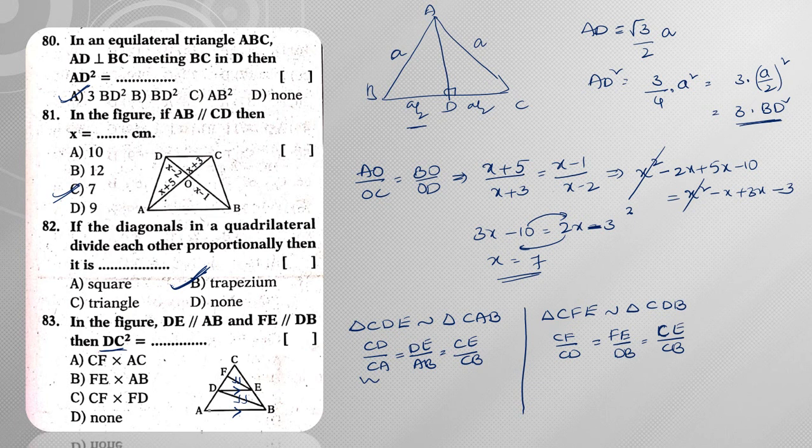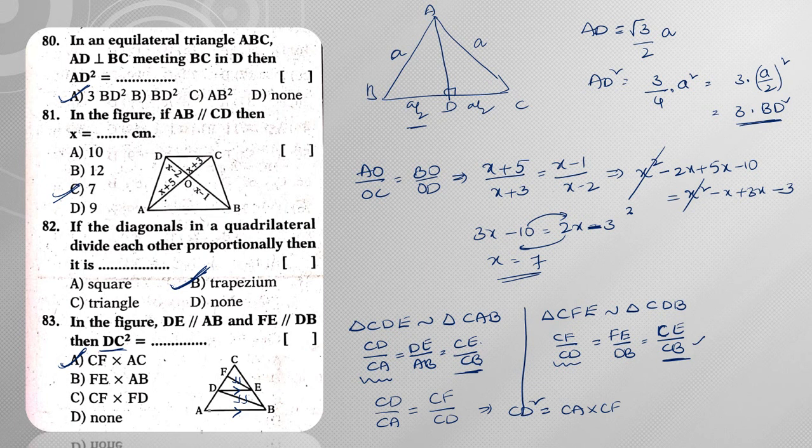Now if I want CD square, I can compare these two, because in both situations CE by CB is there. So since CE by CB is equal to this CE by CB, that means these two are equal, right? So these ratios are equal. Then CD by CA will be equal to CF by CD. So when I do cross multiplication, I can write CD square is equal to CA into CF, or AC into CF. Hence the answer is CF into CA.